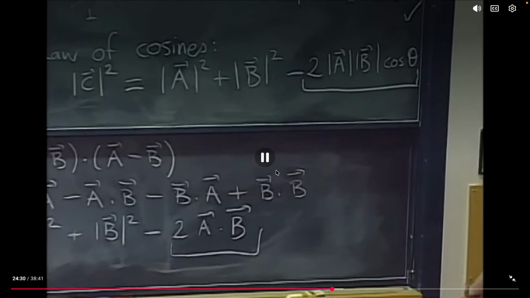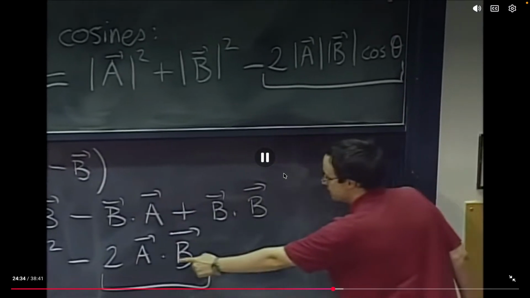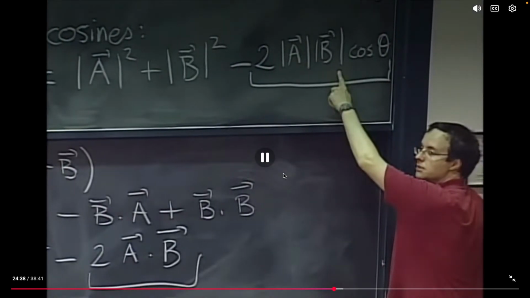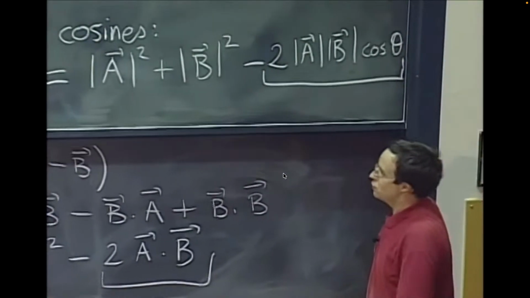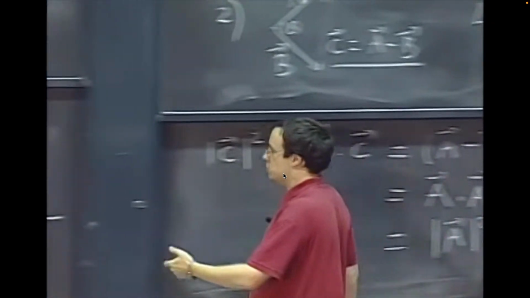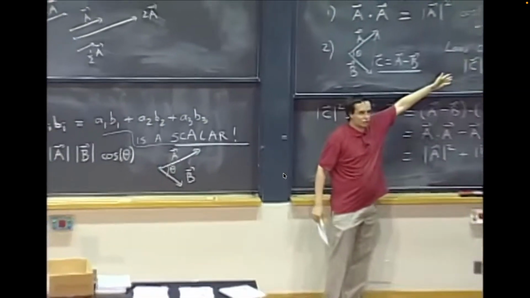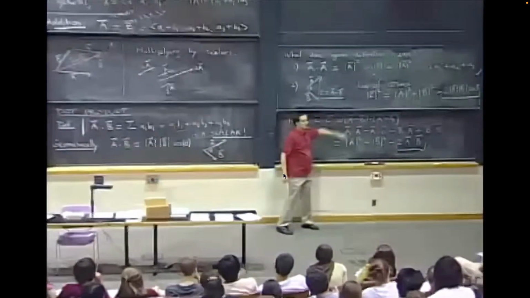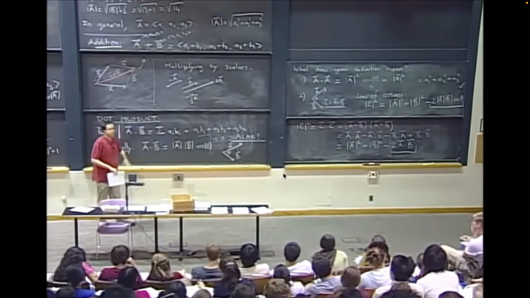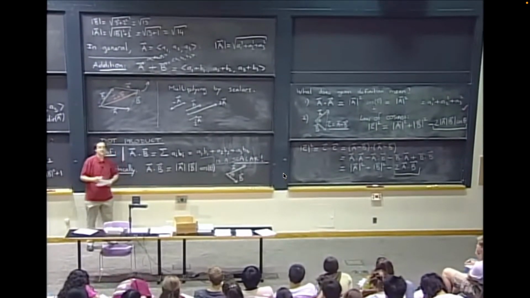So if you believe in the law of cosines, then it tells you that yes, this is a proof that A dot B equals length A, length B, cosine theta. Or vice versa, if you've never seen the law of cosines, but you're willing to believe this, then this is the proof of the law of cosines. So the law of cosines and this interpretation are equivalent to each other. Any questions?